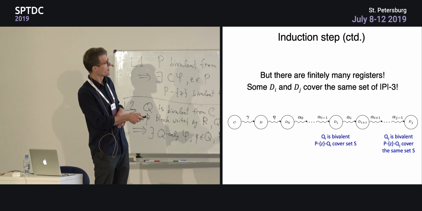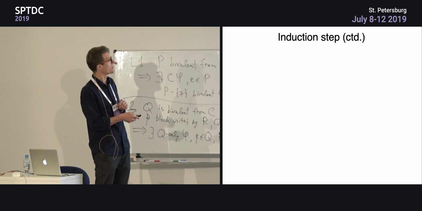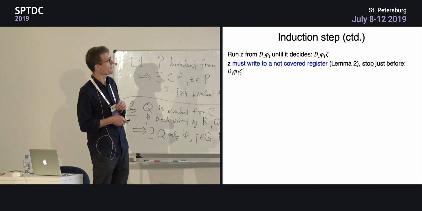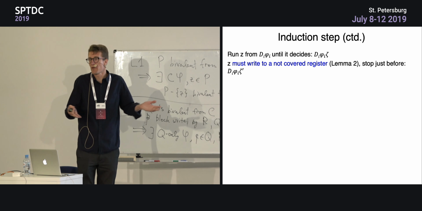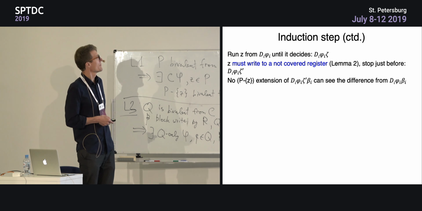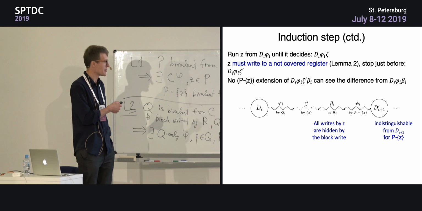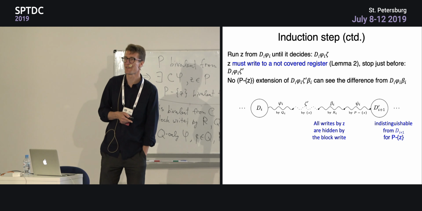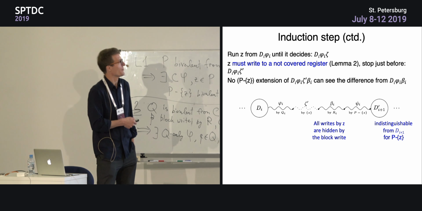So there is this DI in which these elements of S are covered. So I cannot see the difference if I only write to S. Okay. So this is where I use this lemma 2, which you're supposed to prove as an exercise. But lemma 2 is almost trivial. You can see that. Okay.